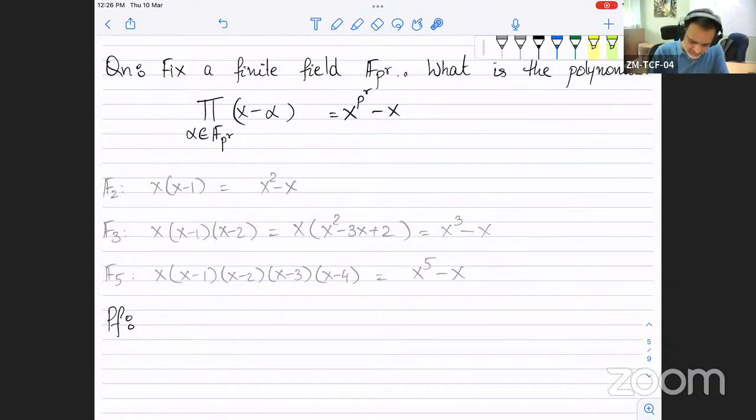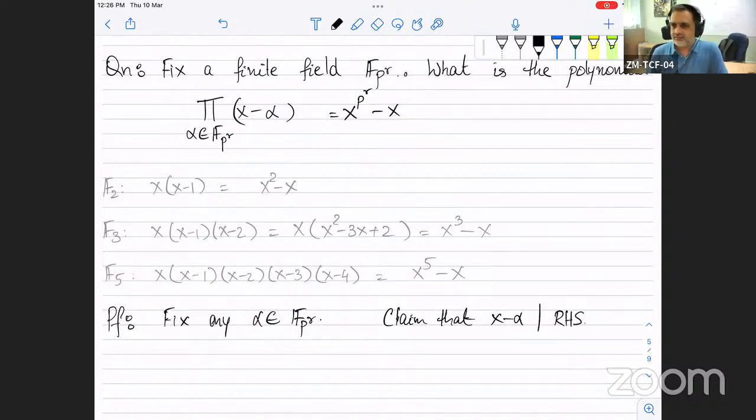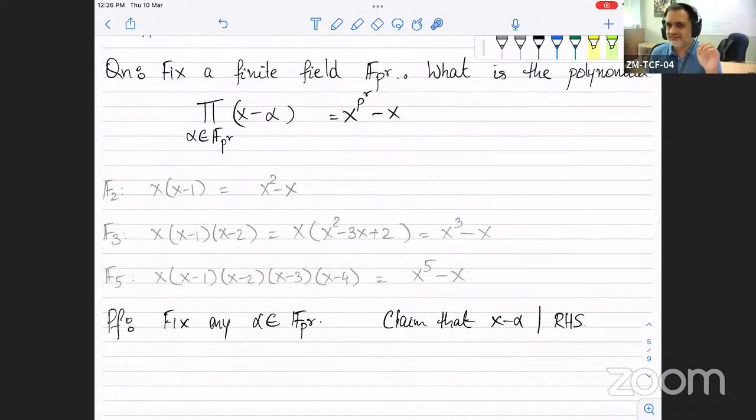So now fix any alpha in F p power r. The claim is that x minus alpha divides the right-hand side. If you can prove this, we are done, because that will say that whatever this thing is, it has to be some constant times the product of x minus alphas. And we know that constant has to be 1 because the leading term is 1.